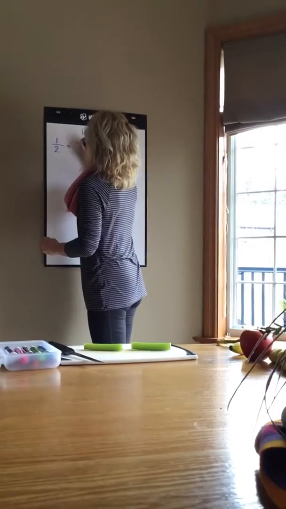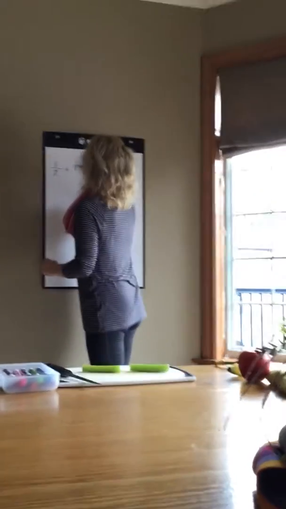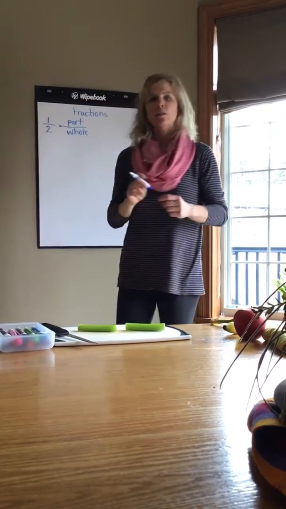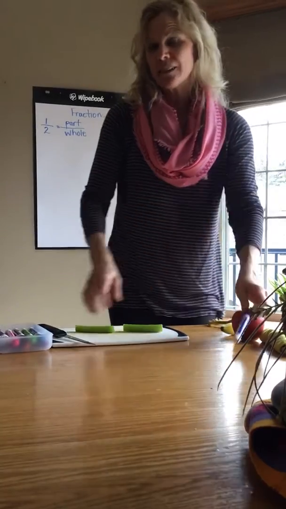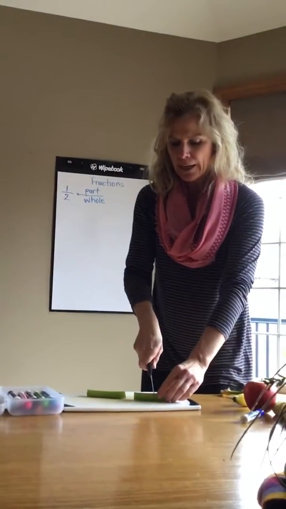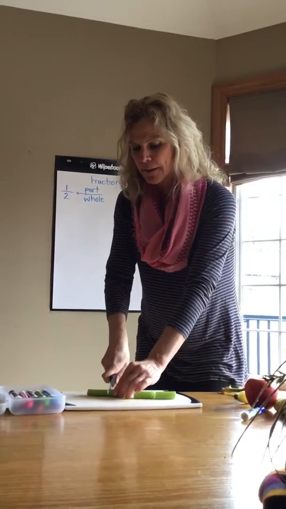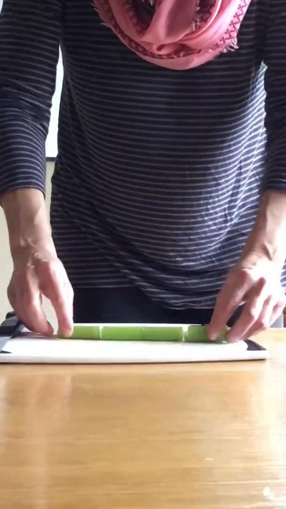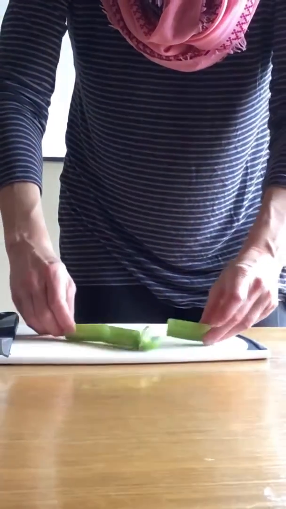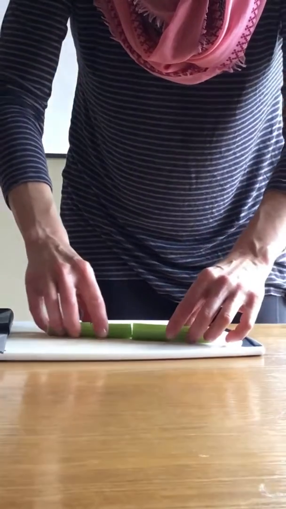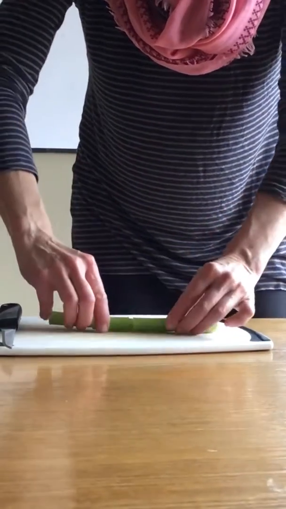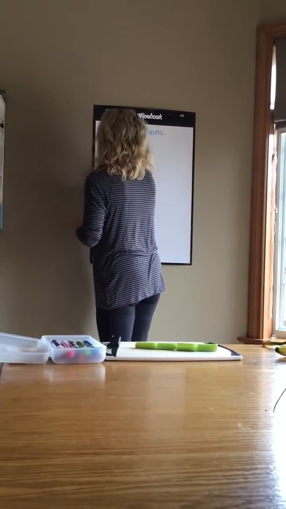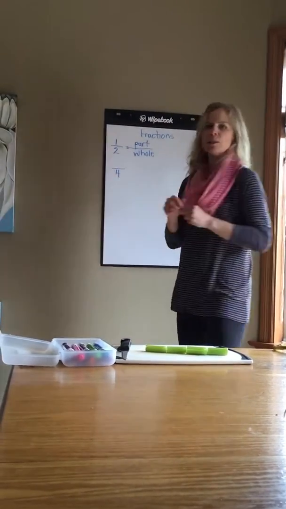So the one on the top is the part, and the bottom is the whole. So how many pieces could there be? If I took that same piece of celery and I cut each half into half, and put it all together, how many pieces are there in that whole piece? When I glue them all together, I end up with four pieces. So there'd be four in that. So that's the whole, how much in the entire thing.